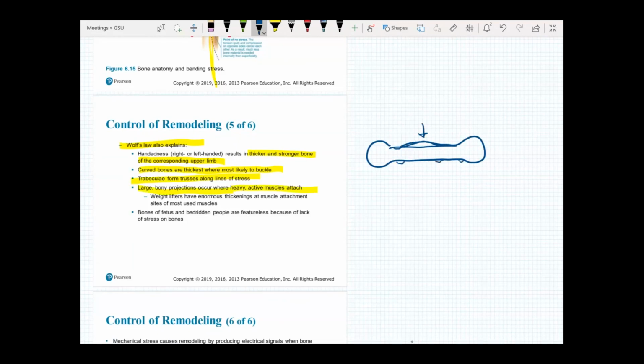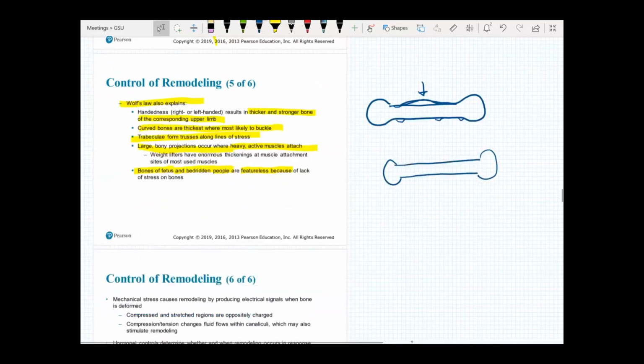And what's interesting is that the bones of a fetus and the bones of people in nursing homes who don't have the ability to get out of bed, who are bedridden, are considered featureless. There are no bumps, there is no thickness. They are smooth because there is no stress being put on them. So it's an interesting way that we know that Wolff's law actually does occur.